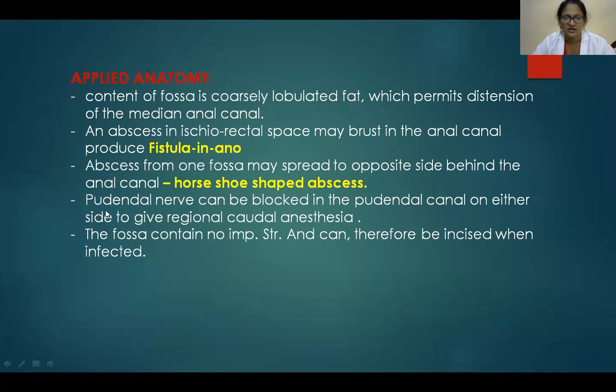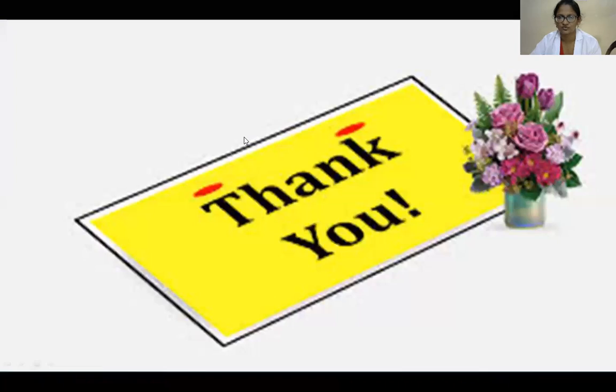The pudendal nerve can be blocked in this pudendal canal on either side to give regional caudal anesthesia. This ischiorectal fossa does not have any important structures, and therefore an incision can be given when this area is infected. It is infected mainly through an anal abscess or perianal abscess. These are the main important clinical aspects of the ischiorectal fossa.